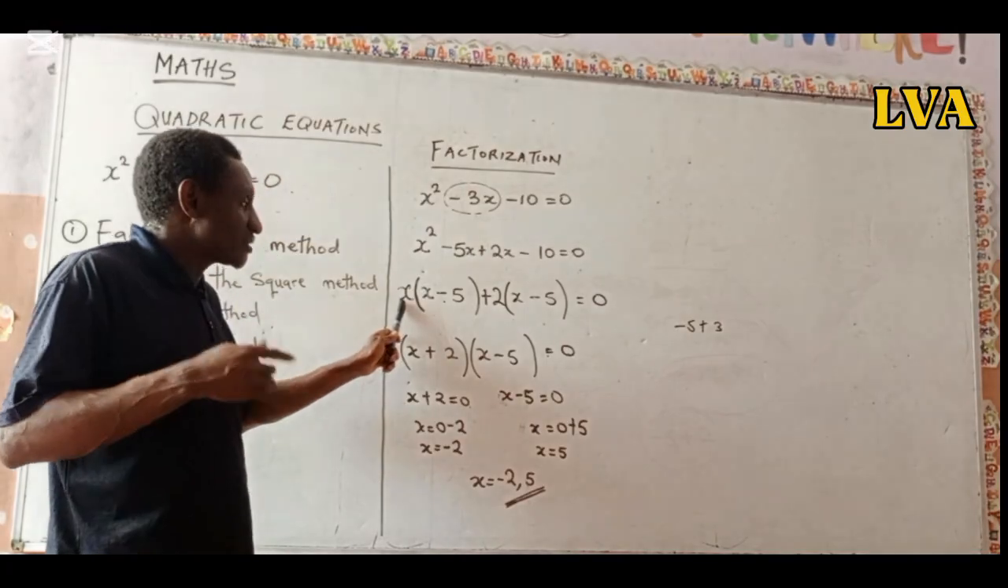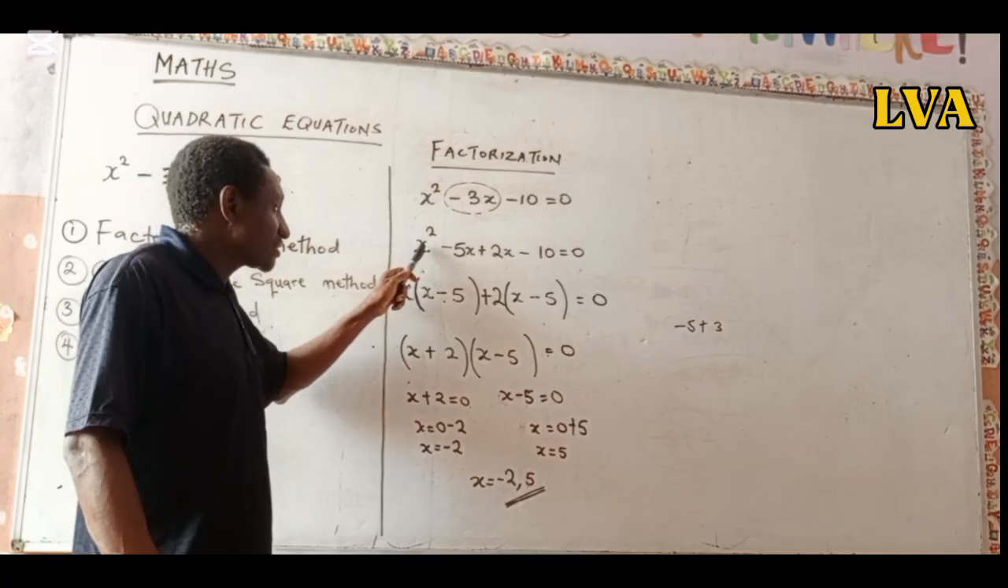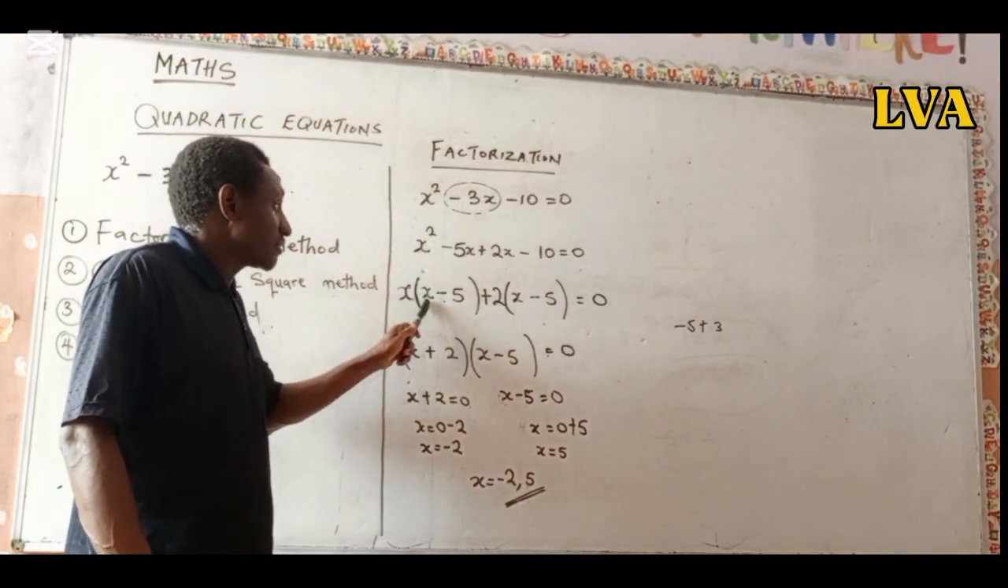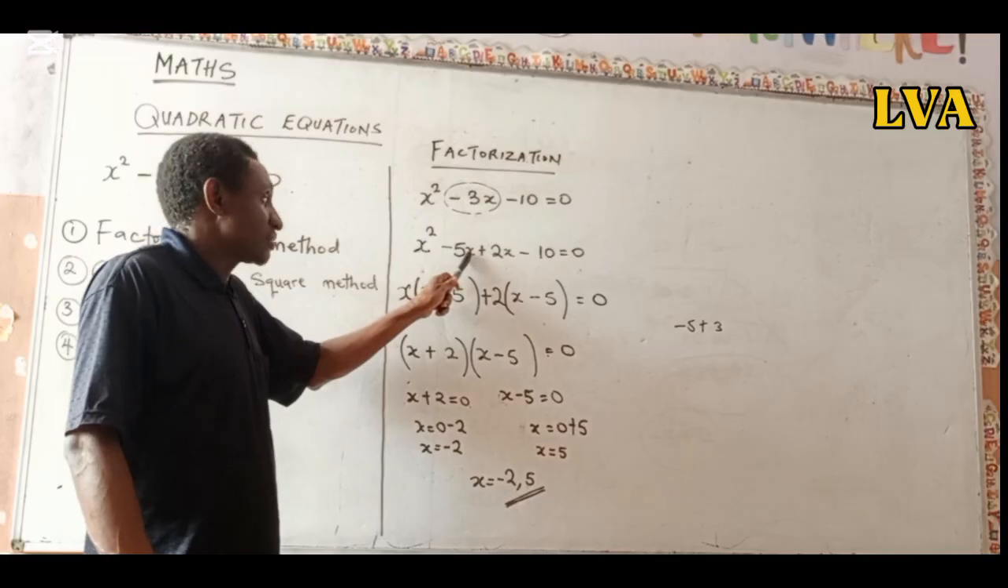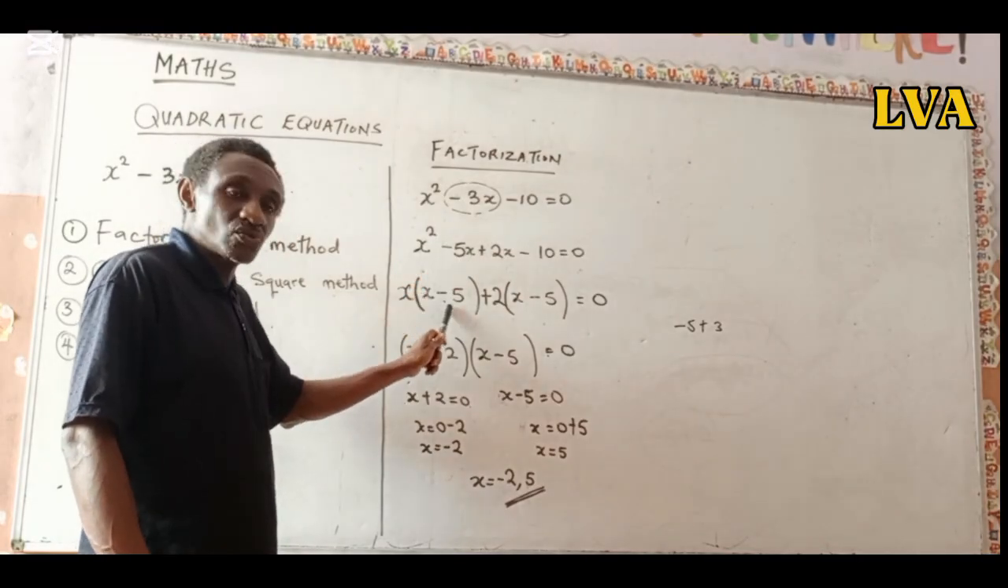Since x is common in both, I brought out the x outside the bracket. So now the x is outside the bracket. When I bring out x from the first term outside the bracket, the remaining x comes inside the bracket. In the second term also, if I bring out x outside the bracket, what's left is minus 5. That one comes into the bracket.